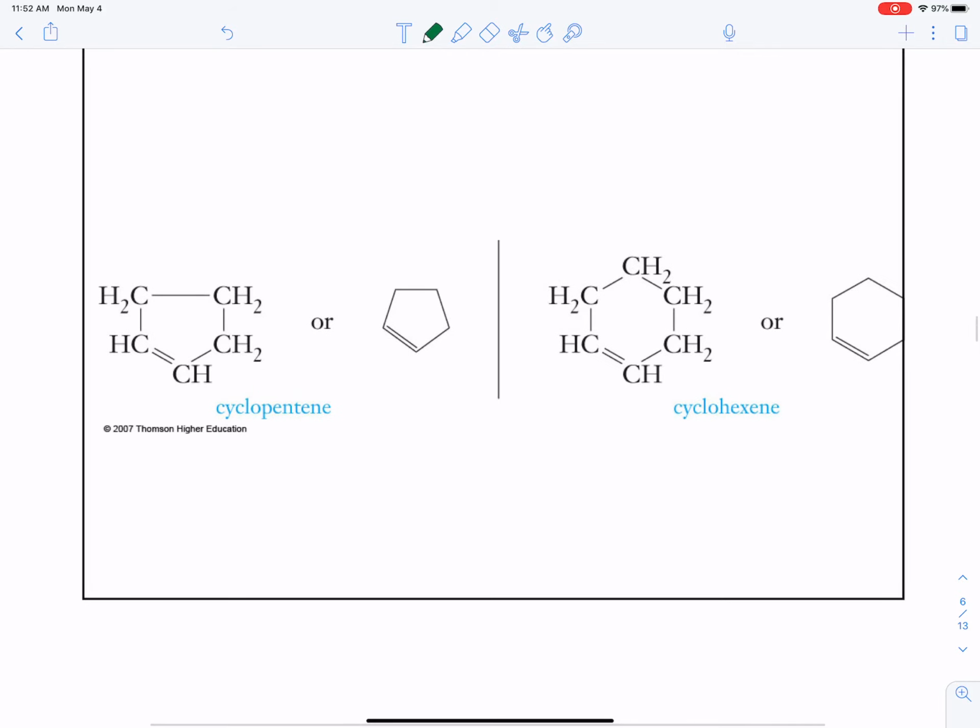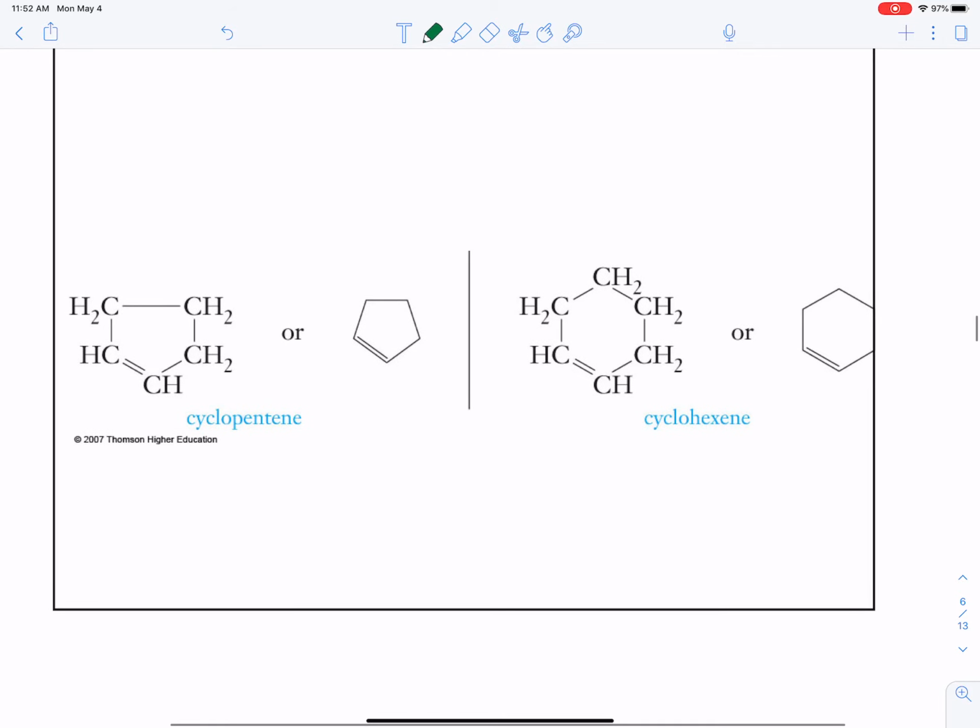You can also have alkenes that are, in fact, cyclic. So when looking at this, cyclopentene is shown at left, and we can draw the line bond structure in the left center. We can also have cyclohexene, and you see that structure play out as well.